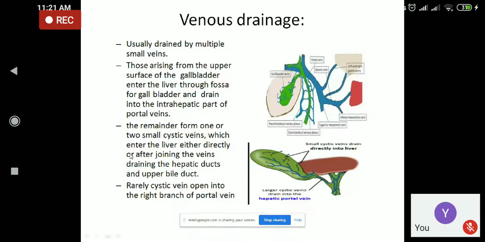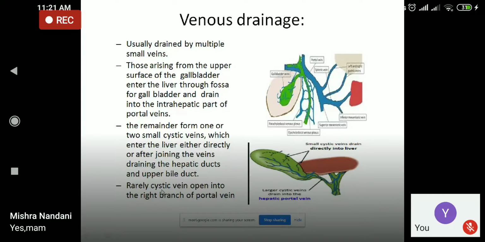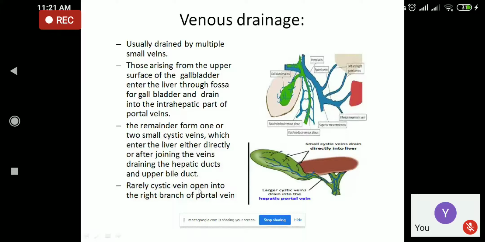The remainder form one or two cystic veins, which enter the liver either directly or after joining, and drain into the hepatic duct and upper part of the bile duct. Really, the cystic vein opens into the right branch of the portal vein. Mainly, small veins come from the surface and drain into it.